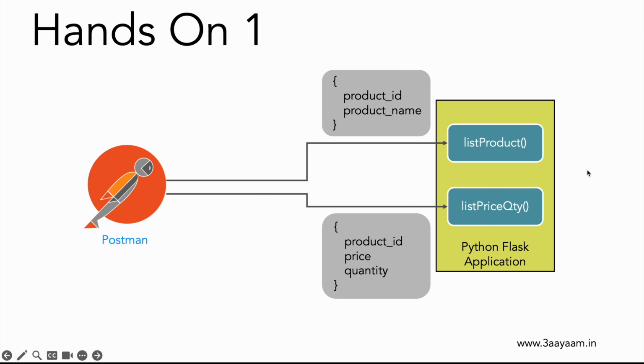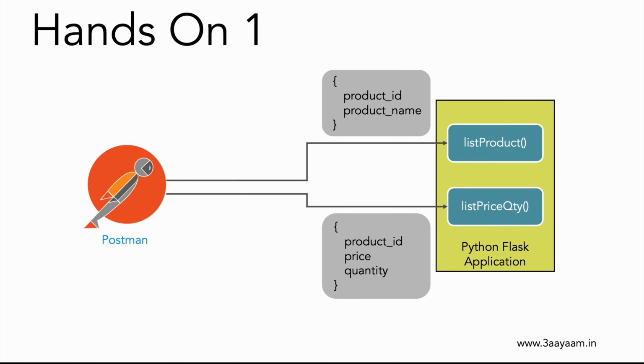And this is how the architecture would be. You can use Postman, you can use a browser. I'll also show you curl from the command line. But anyway, we have already created this list product API, and whenever we send a request to it, we get the product ID and product name, basically all the product IDs and all the product names in the file. Now I'll be creating a new API, list price quantity, which will send product ID, price and quantity for all the products or all the records in the file.